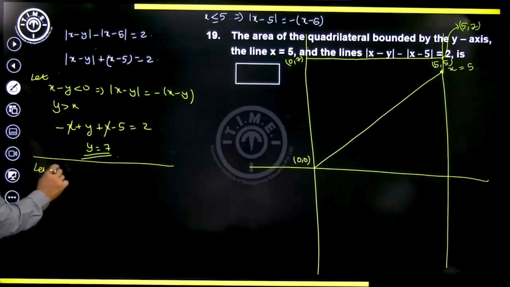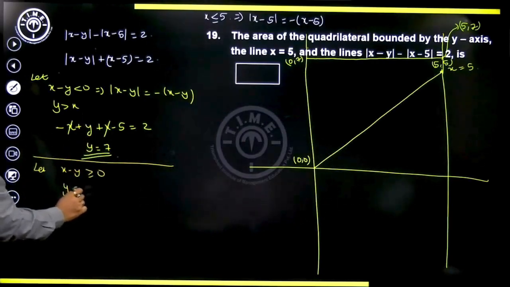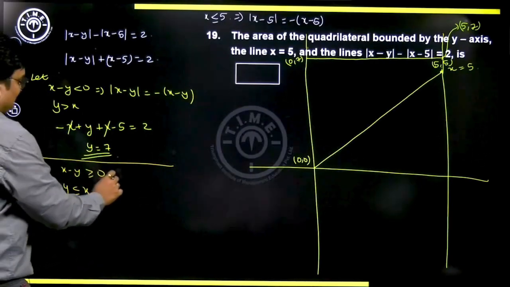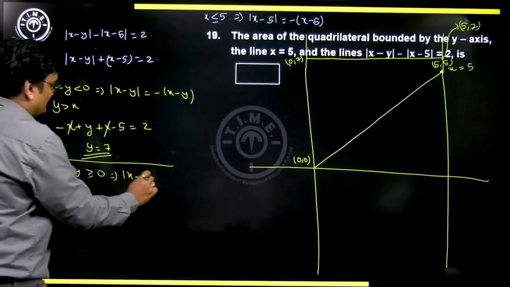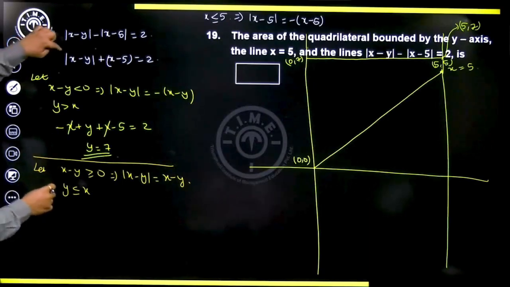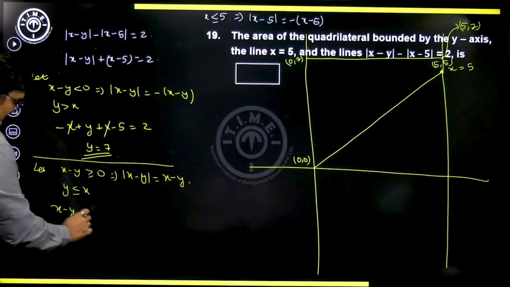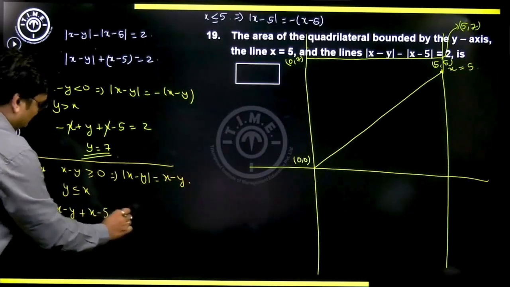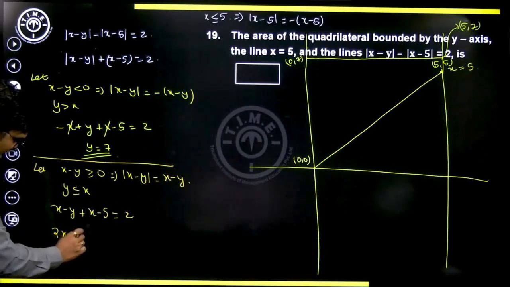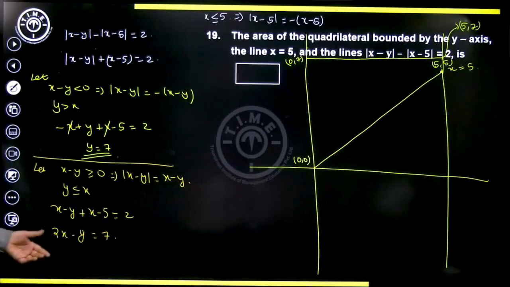Let x minus y be greater than or equal to 0. That means y is less than or equal to x. So if this is the case, mod of x minus y will be simply x minus y. Then what will happen to the equation? This equation, mod of x minus y is x minus y plus x minus y will be 2. So 2x minus y will be equal to 7. That's the equation that we get.